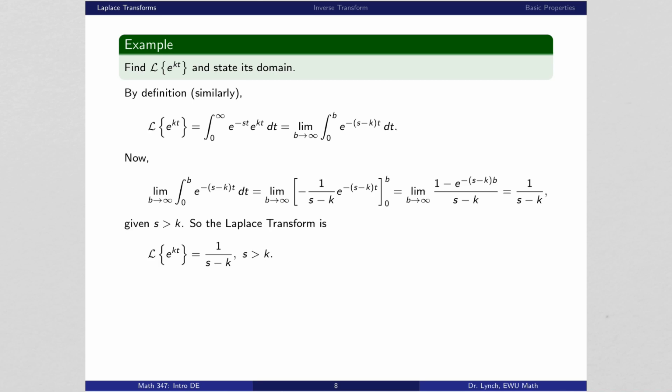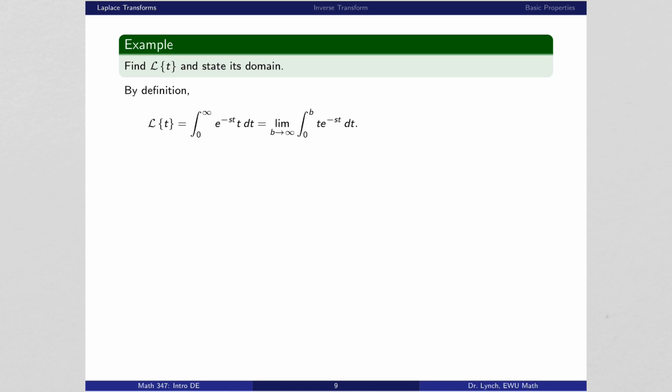Let's have a look at another Laplace transform. Here's the Laplace transform of the function t. So by definition, the Laplace transform of the function t is the integral of t against our kernel e to the minus st from 0 to infinity. We rewrite that as a proper integral, and the limit as b goes to infinity. And you can imagine that for this particular integral, you'll need to go ahead and use integration by parts, right? So find the antiderivative of t e to the minus st with parts.